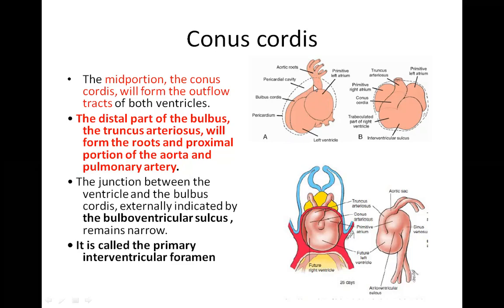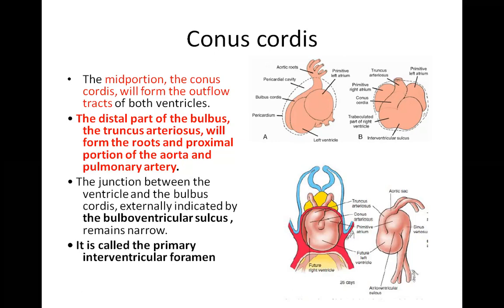Okay. So distal part of the bulbous, this one is the distal part of the bulbous. The truncus arteriosus, this one is the truncus arteriosus, will form the roots and proximal portion of the aorta and the pulmonary artery.